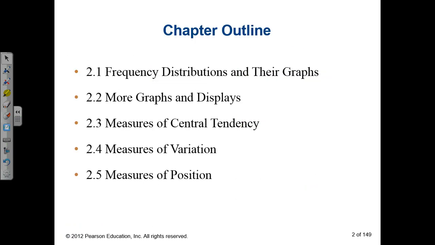In 2.1, we're going to be looking at a way of organizing data into frequency distributions. In 2.2, we're going to look at a couple other graphs, mainly concentrating on the stem and leaf plot and a pie graph. In 2.3, we're going to look at different measures of central tendency. 2.4, we'll be looking at measures of variation. And in 2.5, we're going to be looking at measures of position.